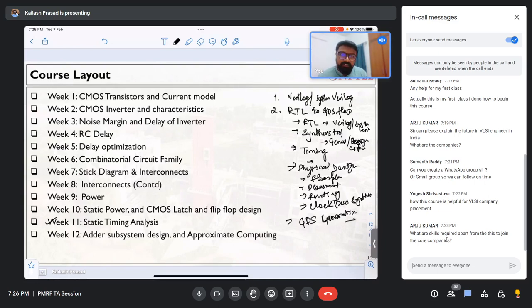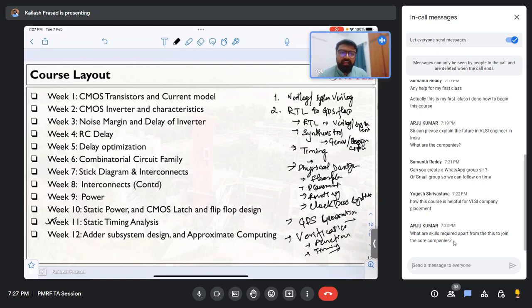And after every step, whether it is synthesis, timing closure, or physical design, you have to do verification. You write test cases and do extensive, detailed verification of whatever you are designing, to check that it is correct both functionality-wise and timing-wise. So, functional and timing verification.